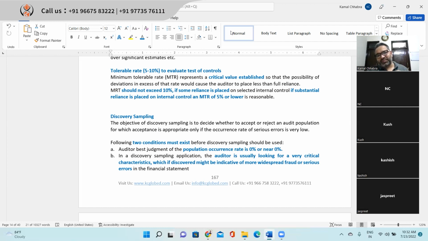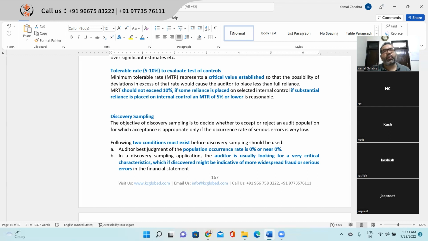25% to 50%. I mean, we take 75 or 50, which is like a 25 to 50% haircut. Yeah, 25 to 50% as the haircut, and the tolerable error is in a range of 5 to 10% of the overall materiality. That is what is mentioned here. Your minimum tolerable rate represents the critical value established.